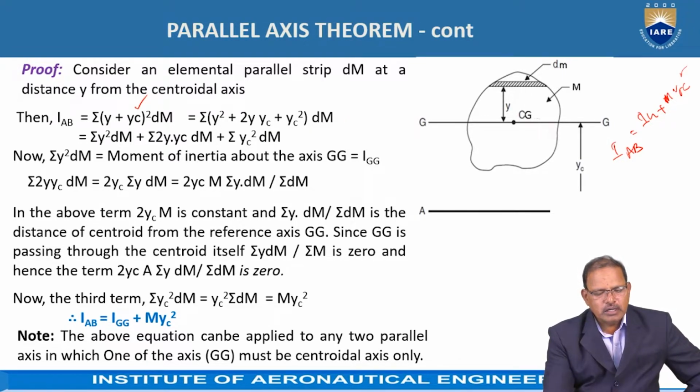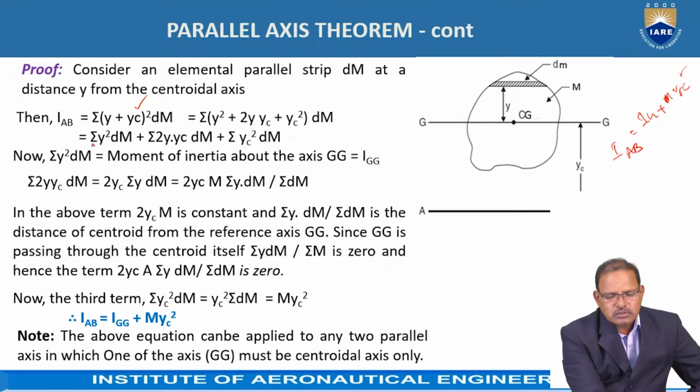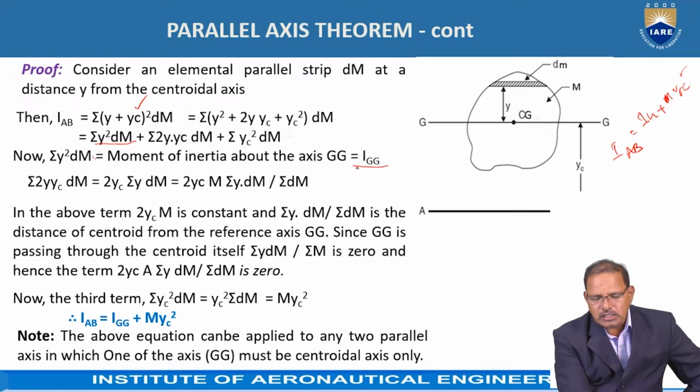On expanding, we get sigma y squared dm plus sigma 2 y yc dm plus sigma yc squared dm. Sigma y squared dm represents the mass moment of inertia of the body about its centroidal axis, hence it is represented as IGG. That means this term is equal to IGG, the mass moment of inertia of the body about its centroidal axis.